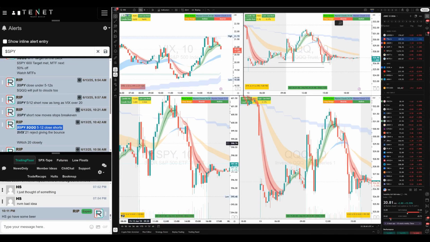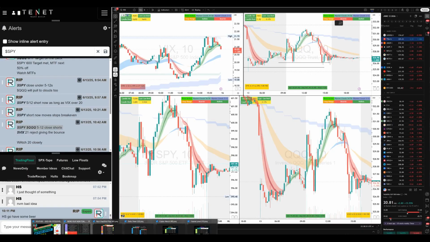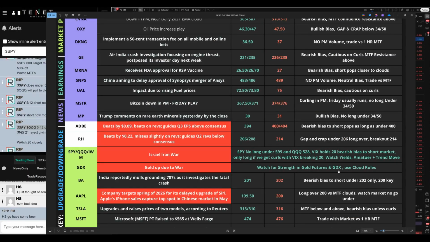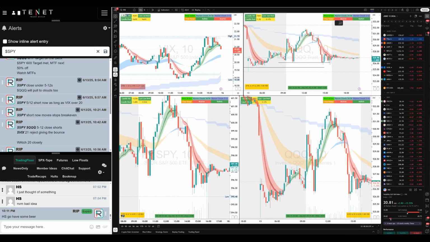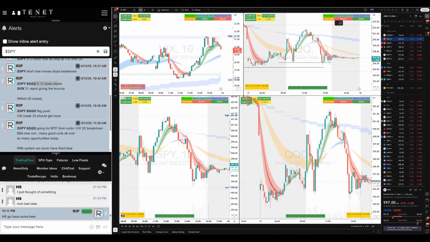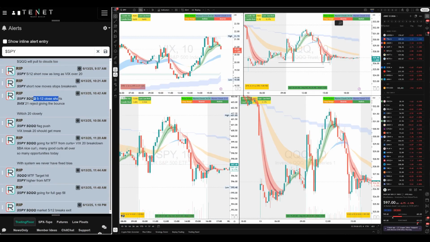It was run by the VIX level of 20, then VIX level of 21. Remember what I said in the pre-market planning: VIX breaks 20, you will be long it. So that was your long setup right here, this one, right? So then we got our long setup, and then I told the traders, watch 20 closely. We were flagging, we got a flag push, and then the target I gave was MTF, and we even got more than that target, right?